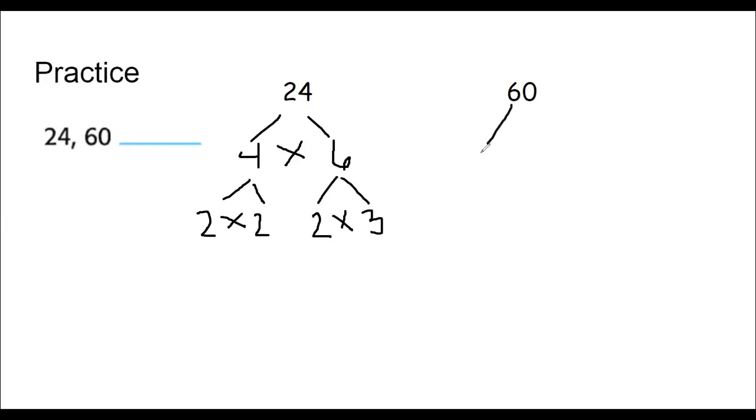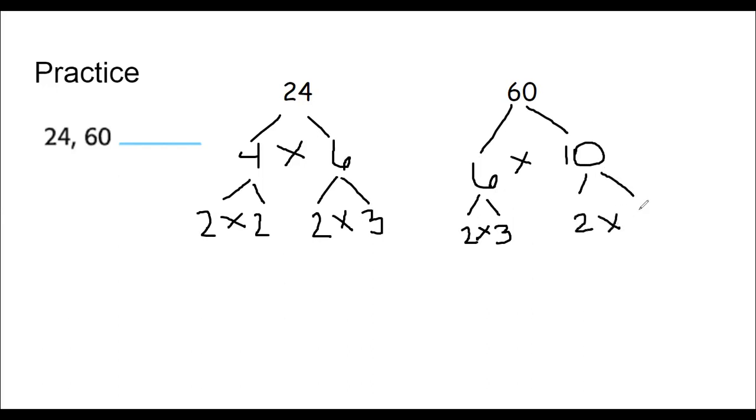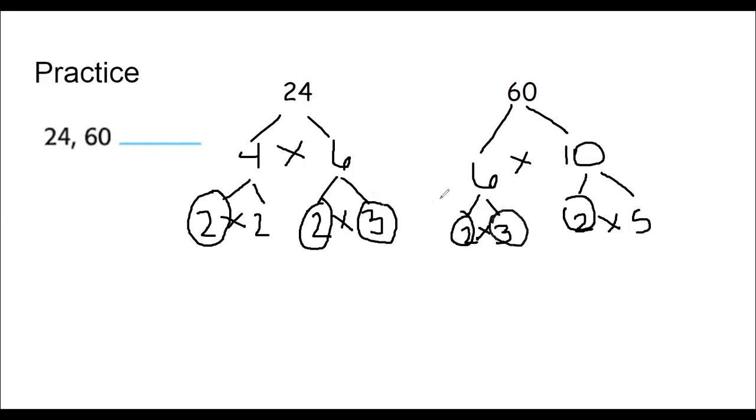Okay, now we have 60. Let's try 6 and 10. We already know 6 because we shared it in the last two examples. We've had the number 24. And we know this one is 2 and 5. Now we're going to circle those common factors. 2 times 2 times 3, 2 times 2 times 3, right? That's an extra 2, and 5 is not a common prime factor.